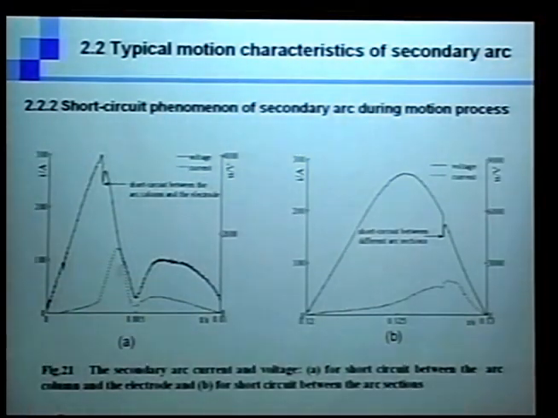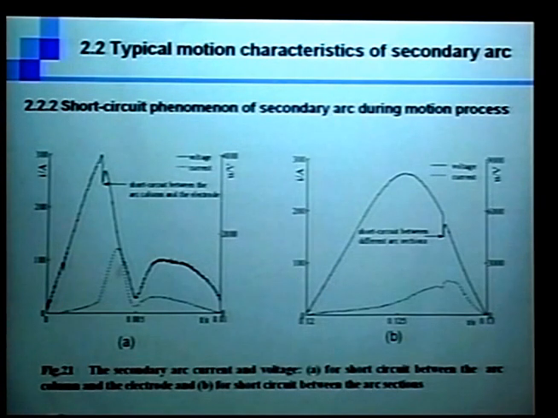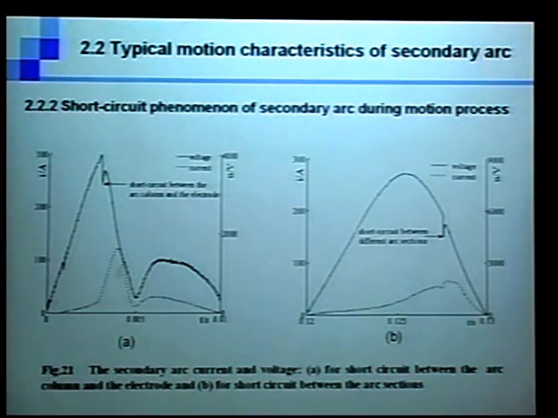Now you can also see the short circuit phenomena from the waveforms of the current and the voltage. Figure A is for short circuit between the arc column and the electrodes. You can see a sharp downward change in the waveforms when a short circuit happens. This is also true for the short circuit between arc sections themselves. It's the right figure, namely B.